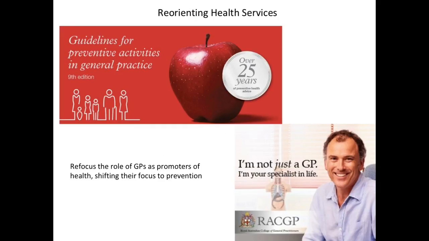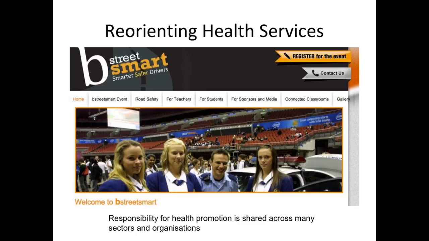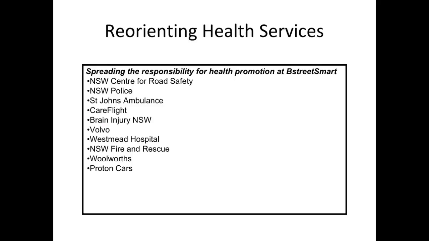So a great example of reorienting health services is the refocus of the role of GPs as promoters of health rather than just curers of diseases and illnesses. The B Street Smart Forum is another example of reorienting health services because it actually brings in the expertise of a number of different sectors in the community. For example, you can see that there are a number of government organisations, non-government organisations, businesses, etc., all coming together to promote health. Moving on to building healthy public policy.